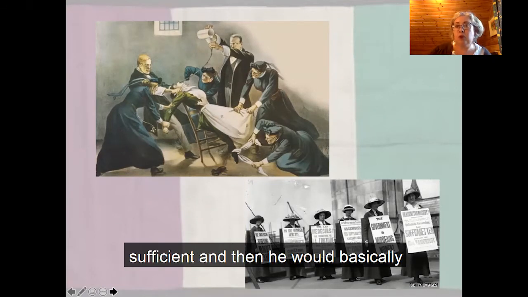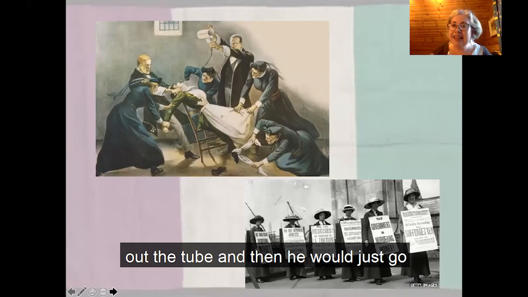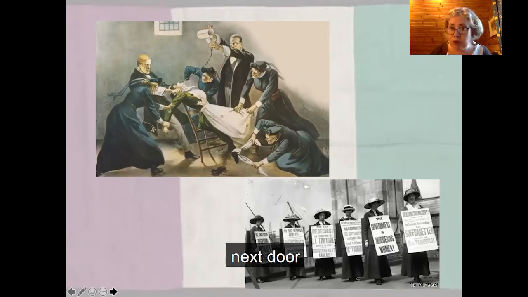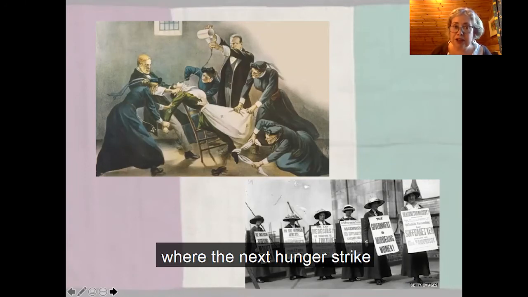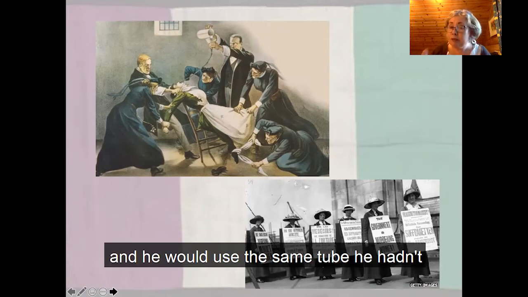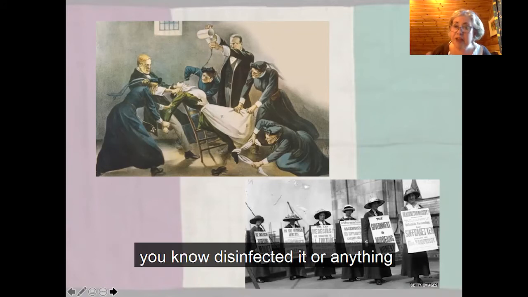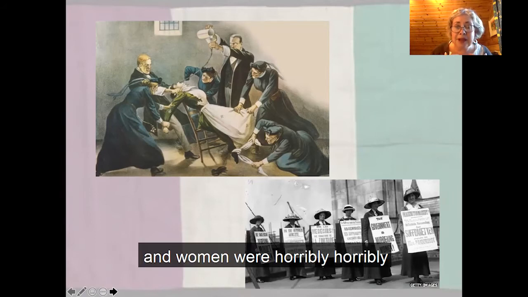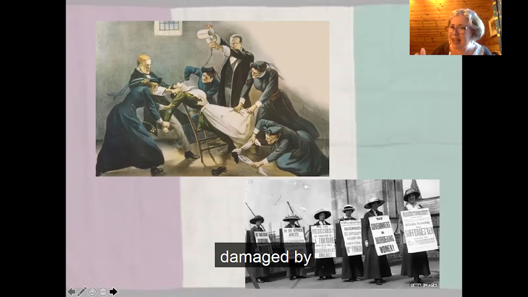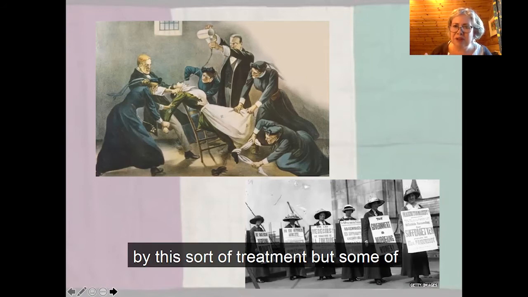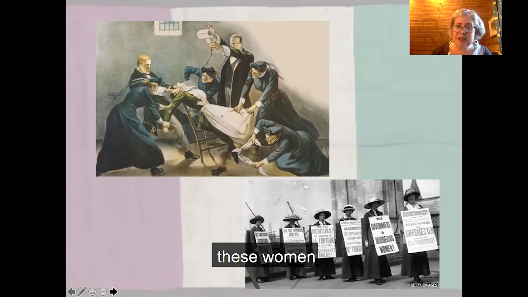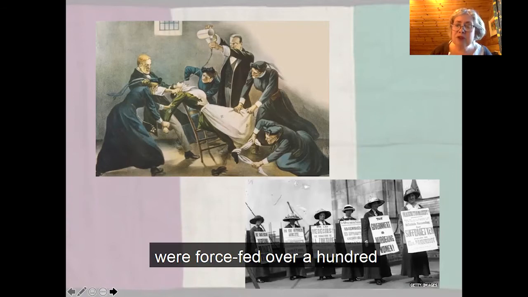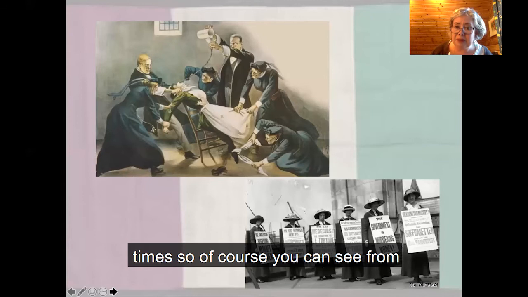And then he would basically hoik out the tube. And then he would just go next door where the next hunger strike suffragette was, and he would use the same tube. He hadn't disinfected it or anything like that, and he would force it down her throat as well. And women were horribly damaged by this sort of treatment. But some of these women were force-fed over 100 times.